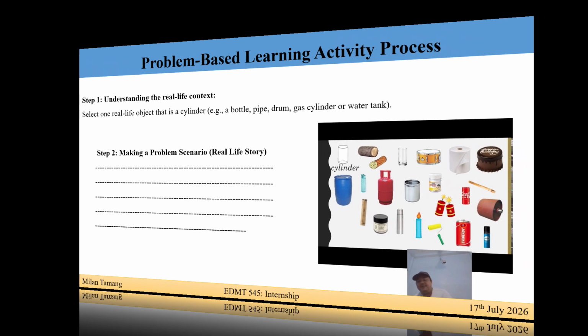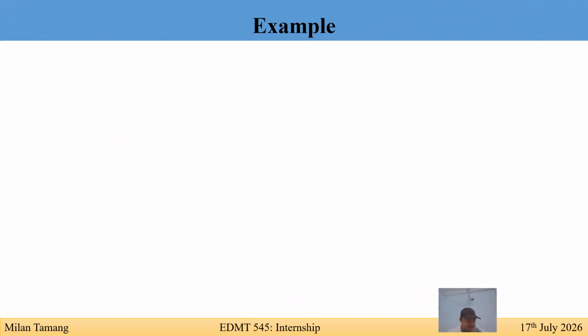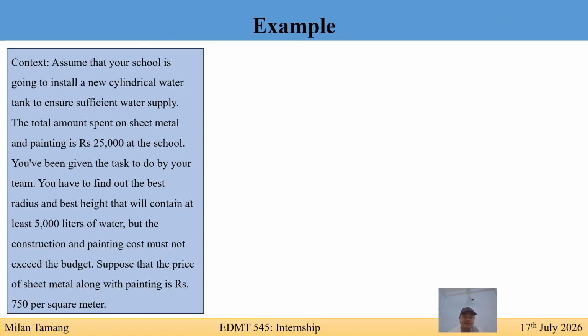The example is there is a context. Assume that your school is going to install a new cylindrical water tank to ensure sufficient water supply. The total amount spent on sheet metal and painting is 25,000 at the school. You have been given the task to do by your team.